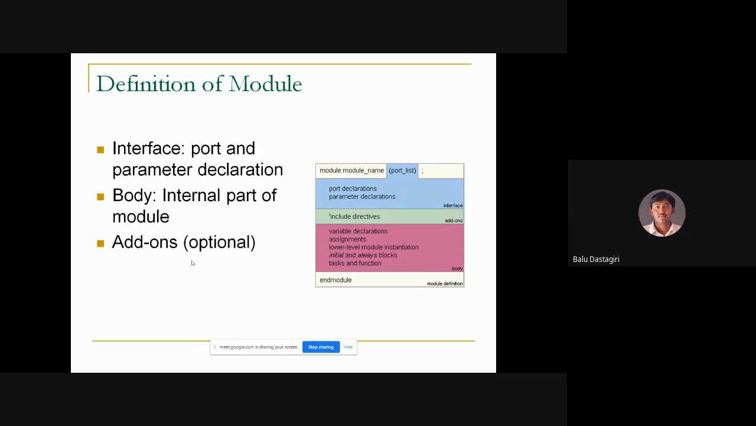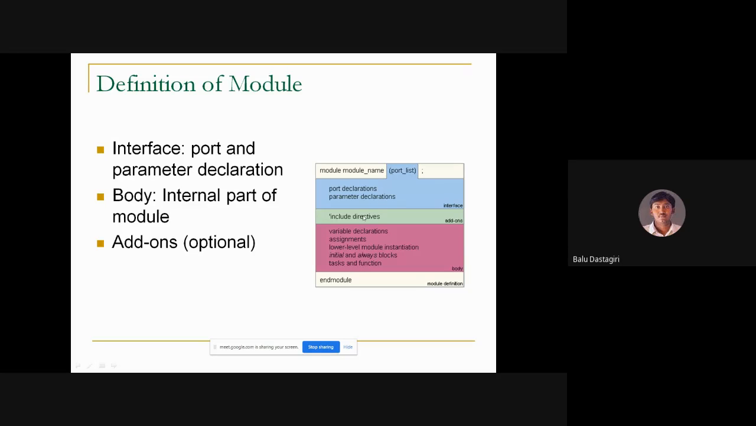If you want to write a Verilog program, it starts from module and ends with endmodule. You can see here, the first line in a Verilog program is module, and the last line in the Verilog program is endmodule. In between that, we have to write the program.